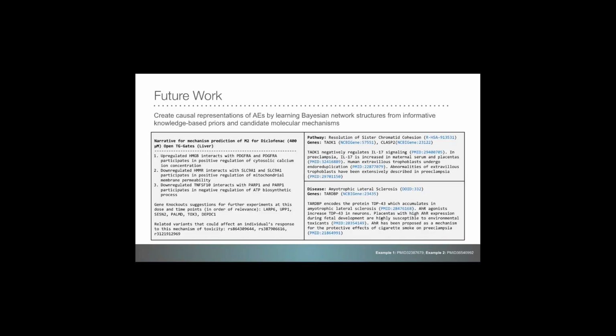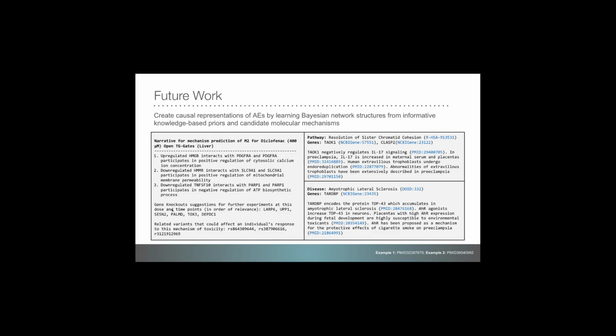So upregulated HMGB interacts with PDGFRA, and PDGFRA participates in positive regulation of cytosolic calcium ion concentration. Downregulated HMMR interacts with SLC9A1, and this gene participates in positive regulation of mitochondrial membrane permeability. Downregulated TNFSF10 interacts with PARP1, and PARP1 participates in negative regulation of ATP biosynthetic process.